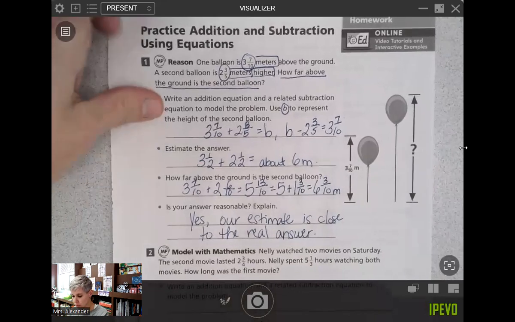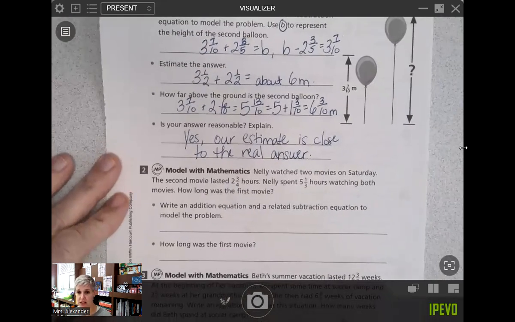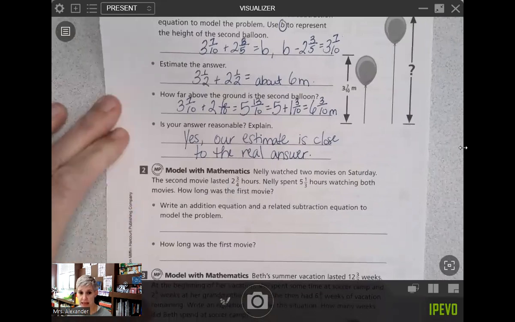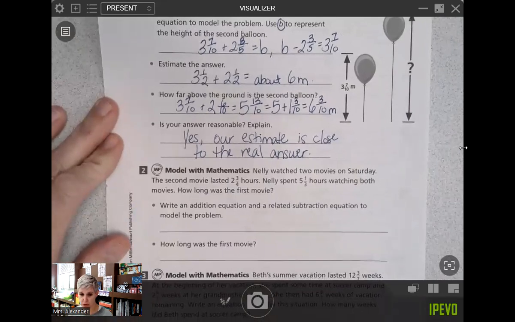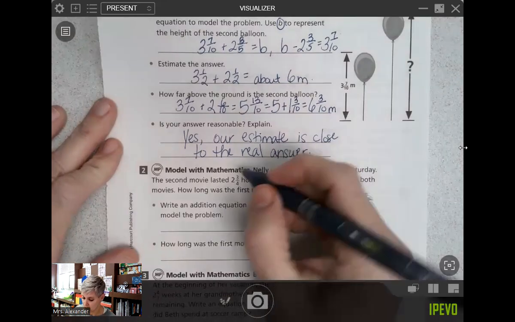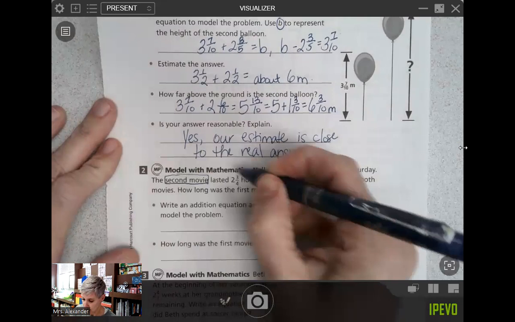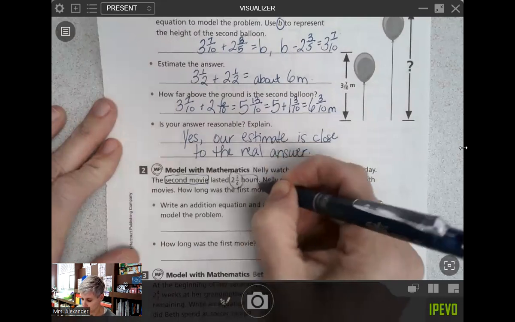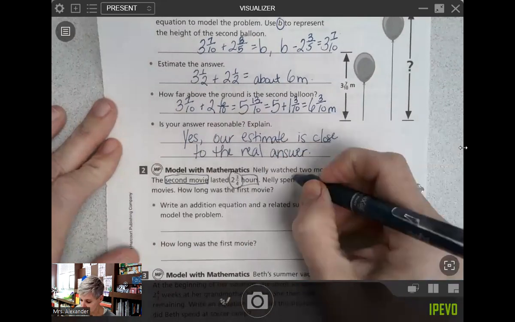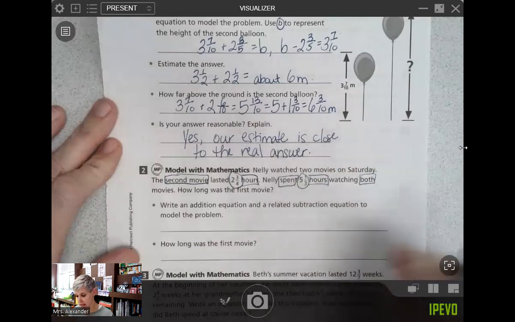Okay, model with mathematics, it says next. Nellie watched 2 movies on Saturday. The second movie lasted 2 3/4 hours. Nellie spent 5 1/3 hours watching both movies. How long was the first movie? So the second movie, that's important, lasted 2 3/4 hours. She spent 5 1/3 hours watching both movies.